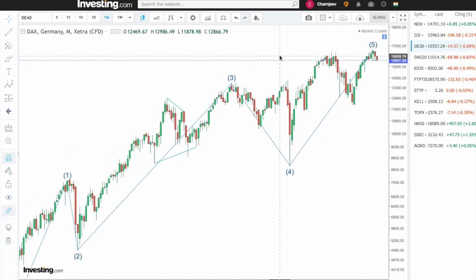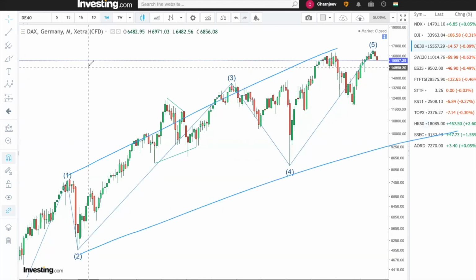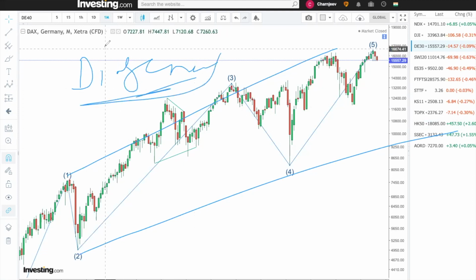So first of all, we'll discuss the German index. Okay, so the DAX index. I'll just walk through that pattern. That is a very interesting pattern. This pattern is called a diagonal. One can search for it on Google. So it's a diagonal.